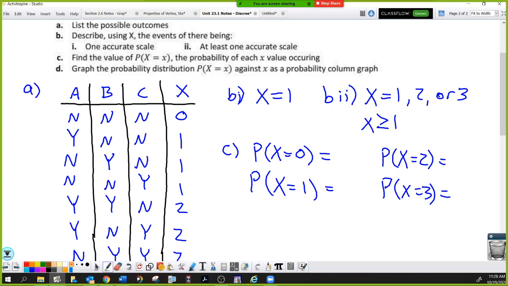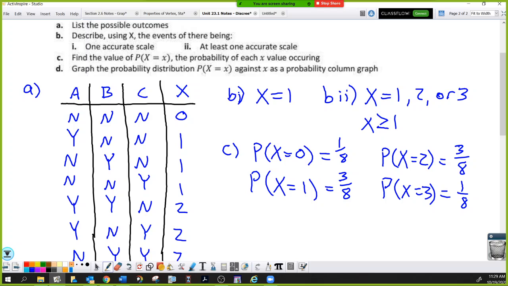So you already know those 8 outcomes. What's the probability that x equals 0? 1 out of 8. What was the probability that capital X equals 1? 3 out of 8. What's the probability capital X equals 2? 3 out of 8. And since all probabilities have to add up to 1, what is the probability that x equals 3? 1 out of 8. There you go.